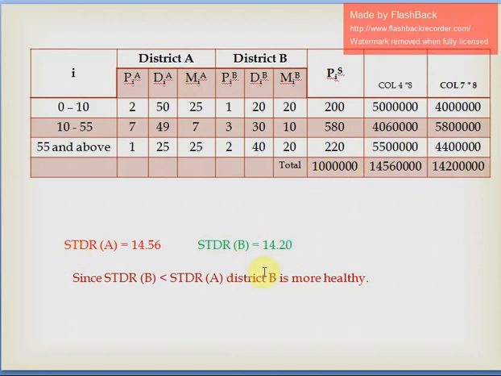If you see these two values, STDRA is 14.56 and STDRB is 14.20. Since STDRB is less than STDRA, we can conclude that district B is more healthy than district A.